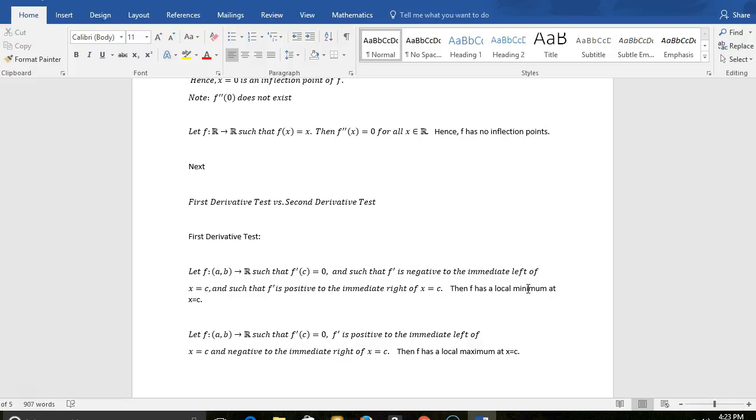Again, to the immediate left of the origin, our slope is negative. To the immediate right of the origin, our slope is positive. And again, c in this case would be 0. Now, you can pick other examples where the c values are not 0, but let's keep life easy, okay?